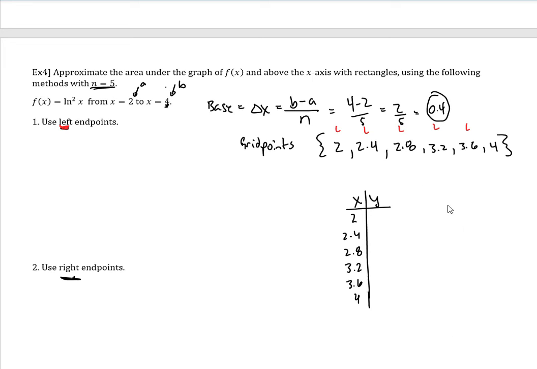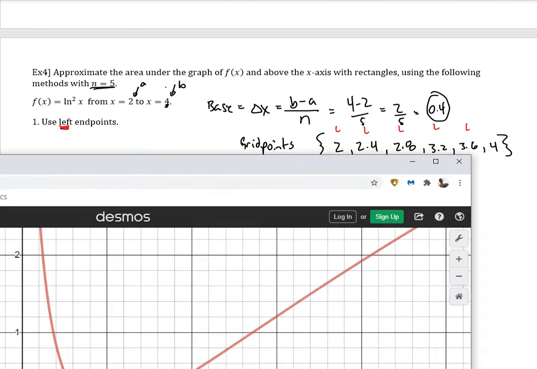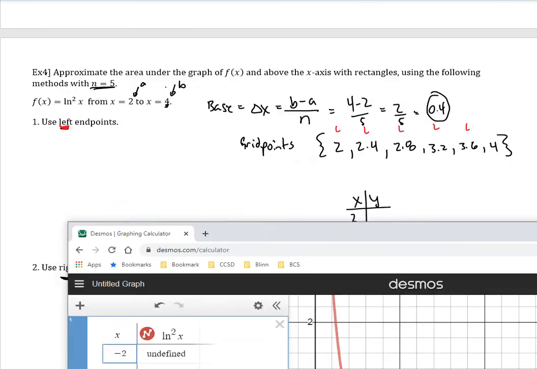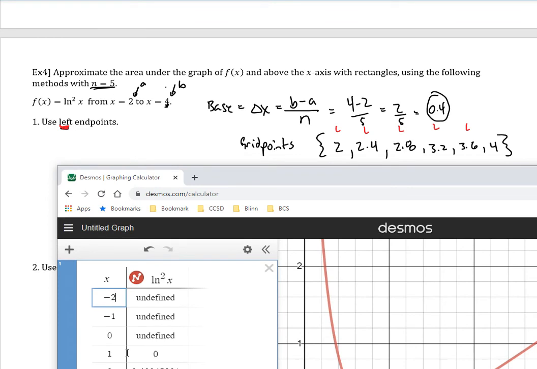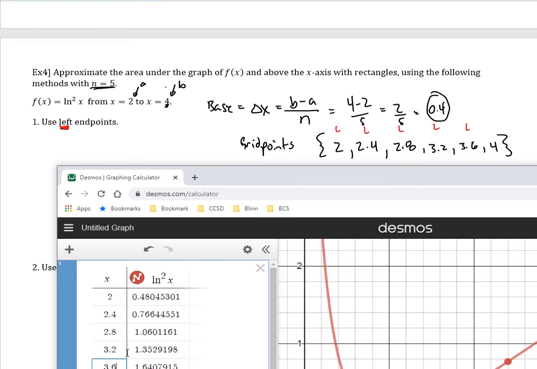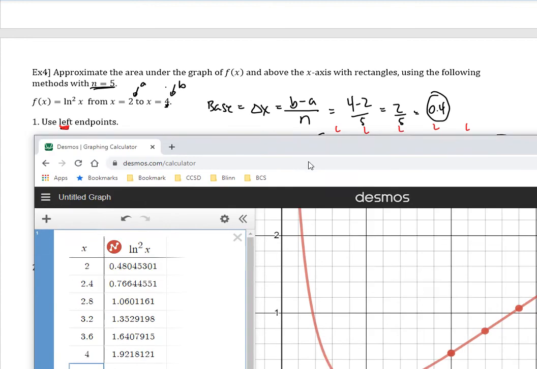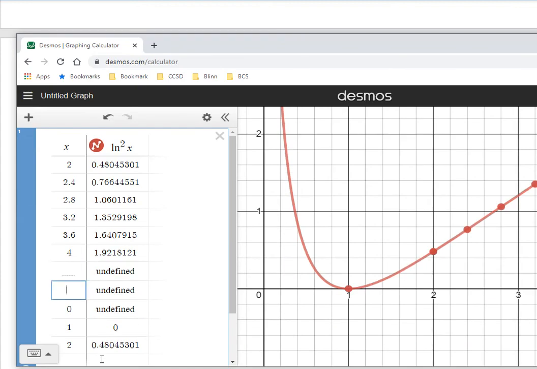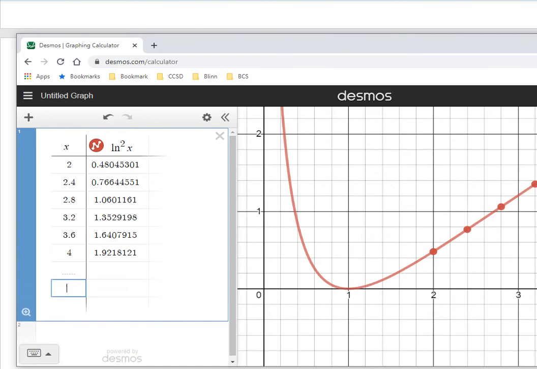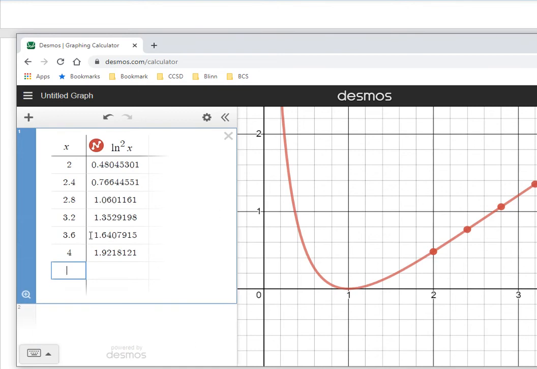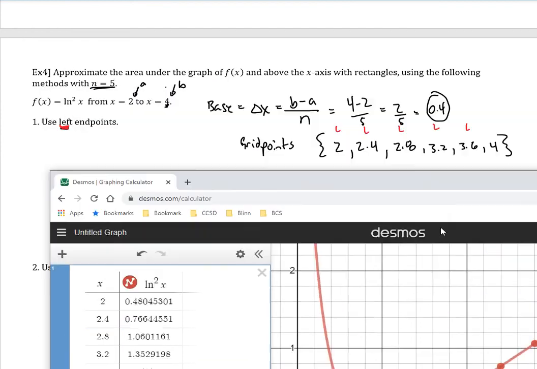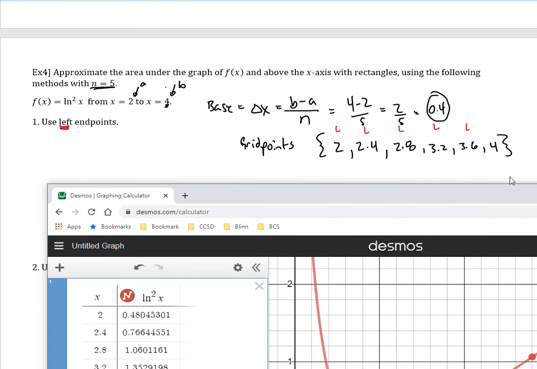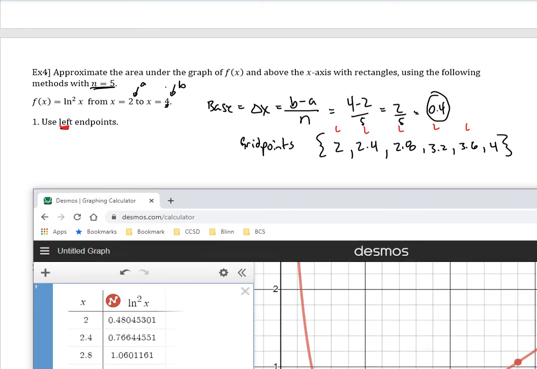Now let's find our y values, so back to our graphing calculator. I just want to plug in those grid points for our x: 2, 2.4, 2.8, 3.2, 3.6, and 4. The others I don't need, so I'm going to delete them. There's 1, 2, 3, 4, 5. Notice we have 6 grid points, but we should only have 5 rectangles. That's okay, I already marked it: left, left, left, left, and left. Those are the 5 we want for our x coordinates.